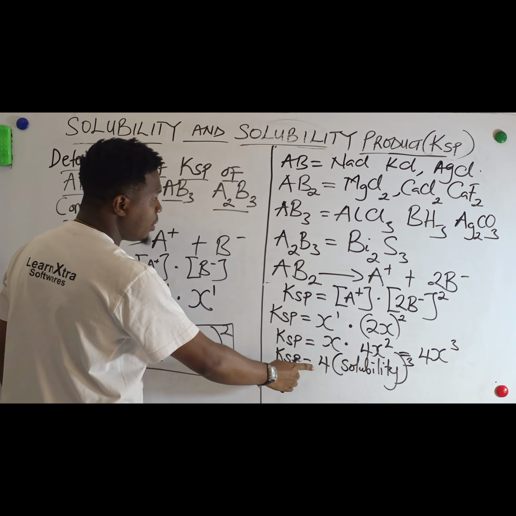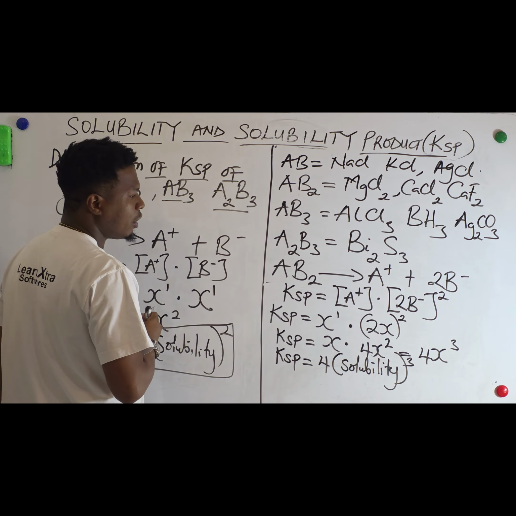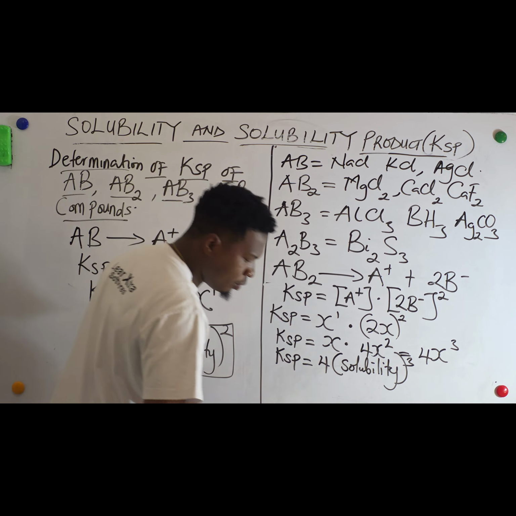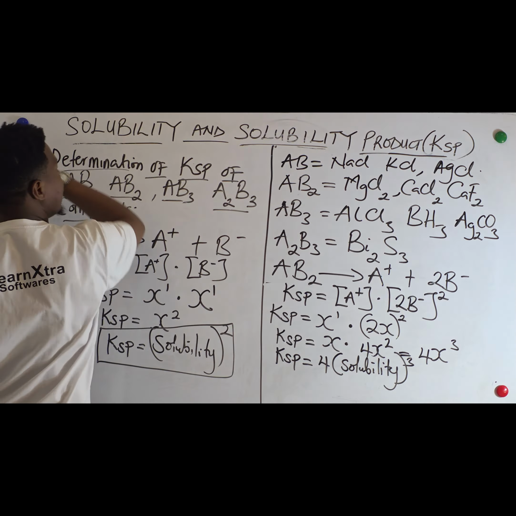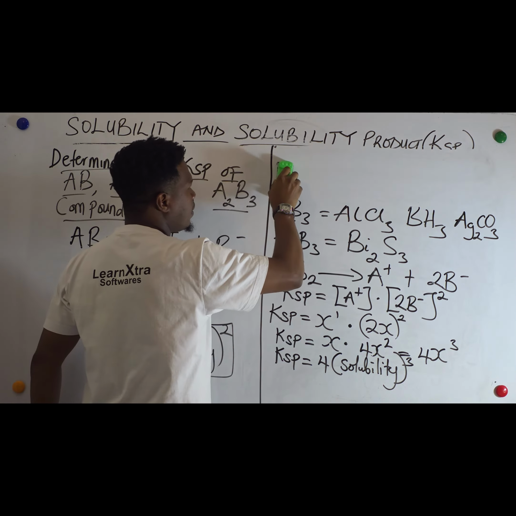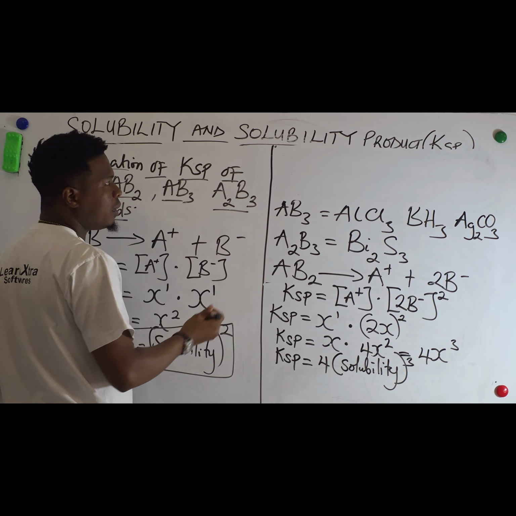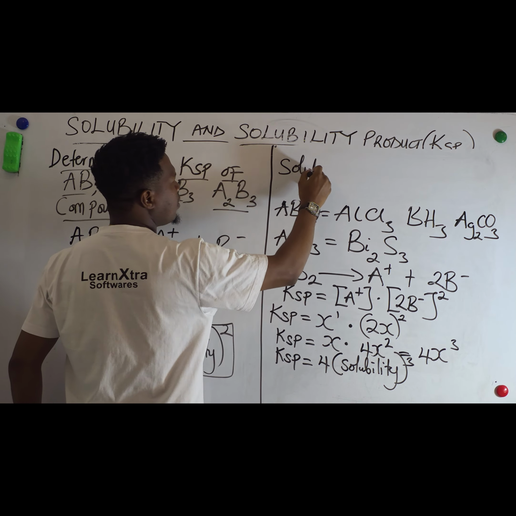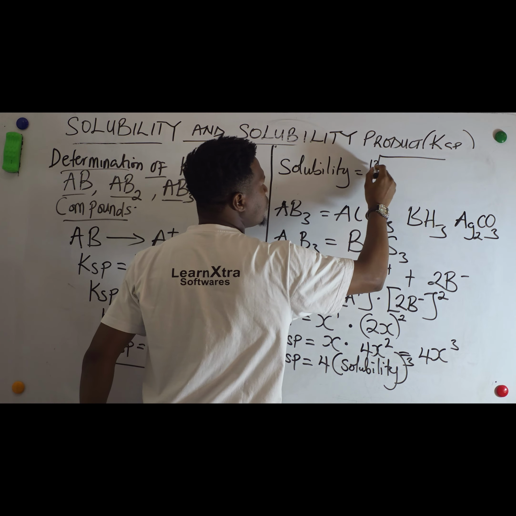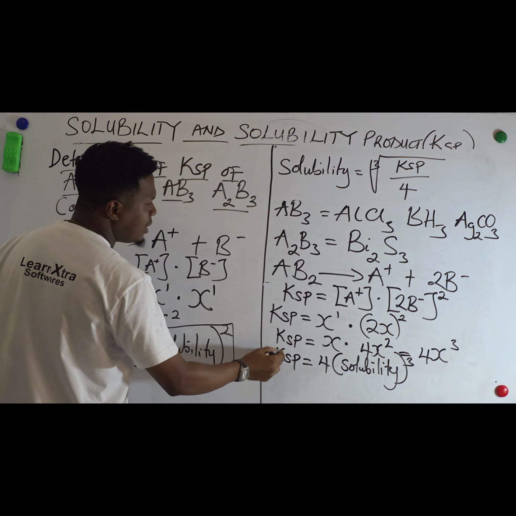If you make the solubility the subject of the formula, solubility will become the cube root of KSP over 4. So this is how we relate KSP and solubility.